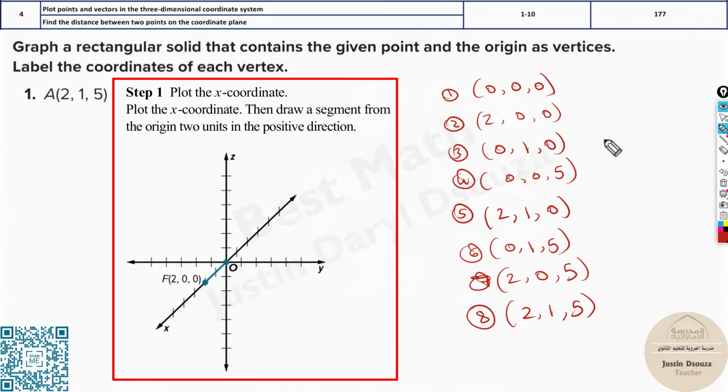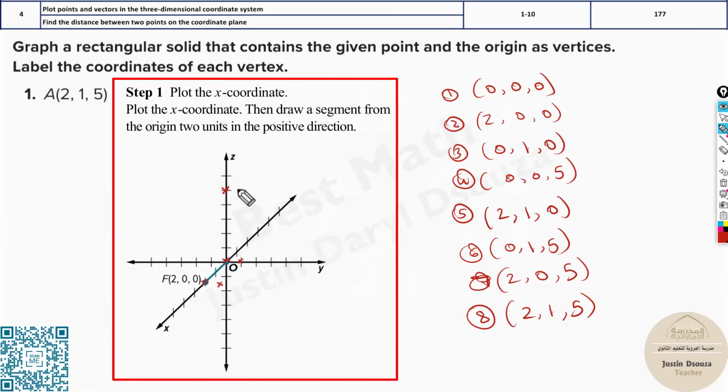Isn't that easy? Now if you plot all these points, I'll show you here. 0, 0, 0 is this point. This is 2, 0, 0 would be this. Now 0, 1, 0 is this one. What about this 0, 0, 5? So 1, 2, 3, 4, 5. That will be that point. 2, 1, 0: so 2 and then 1 to the right somewhere over here. And what else? 0 over here only.